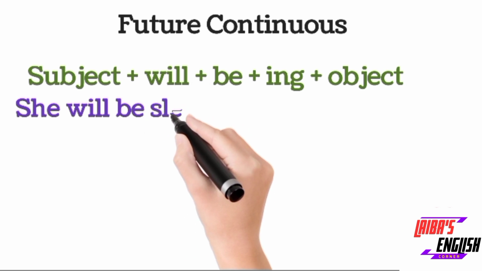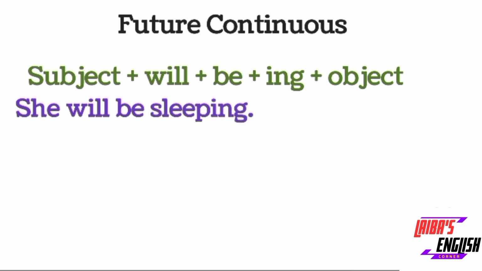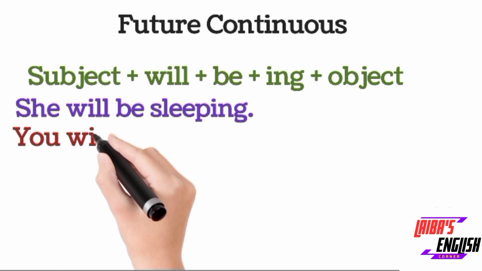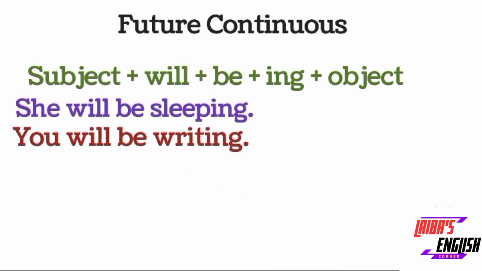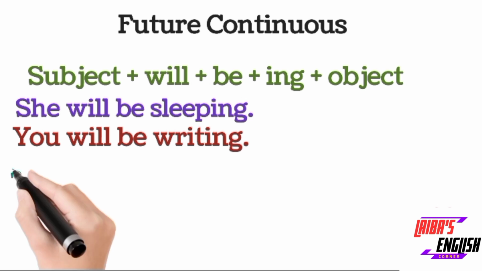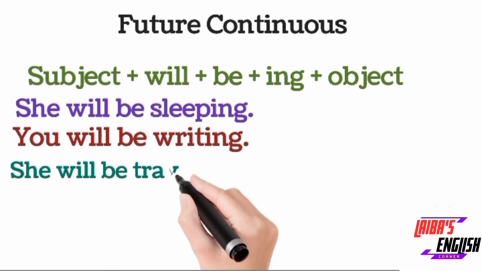So the example is, she will be sleeping. So she is the subject, will is the helping verb, be is used, and sleep first form is sleep plus ing. Second example is, you will be writing. You is the subject, will the helping verb, be is used, and write first form write plus ing, writing.